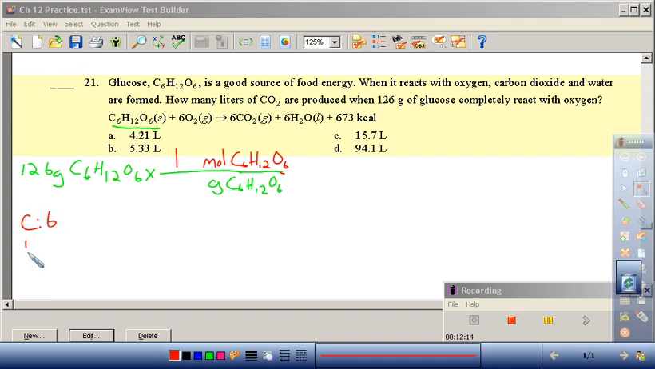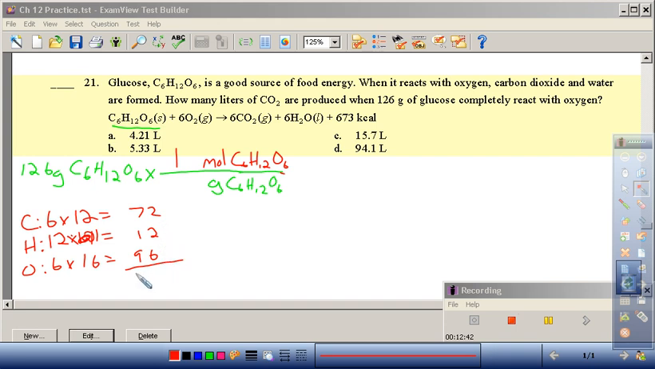To figure out my molar mass, I'm going to write down the formula. I go to my periodic table. I look up carbon. I look up hydrogen. And I look up oxygen. I multiply across. Whoops. That should be... Oh, that was right before. 1. And I'm going to add those. And I'm going to put that up there. That's my molar mass. Cross off my like units.